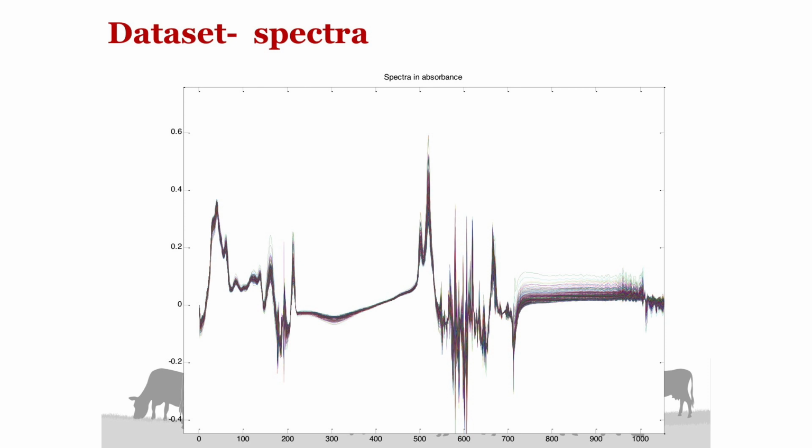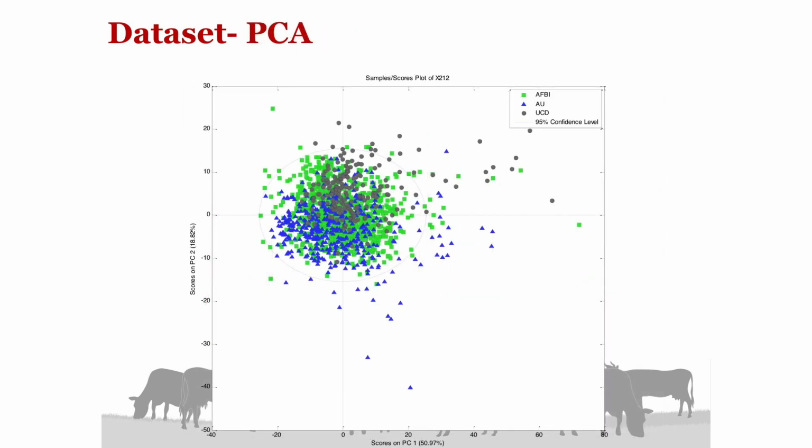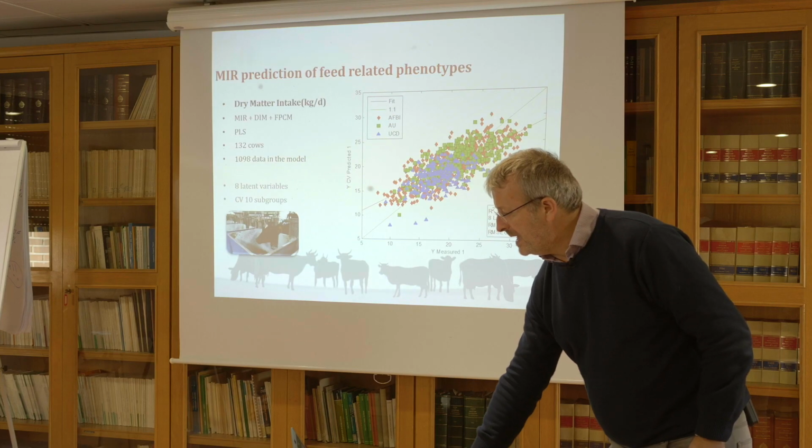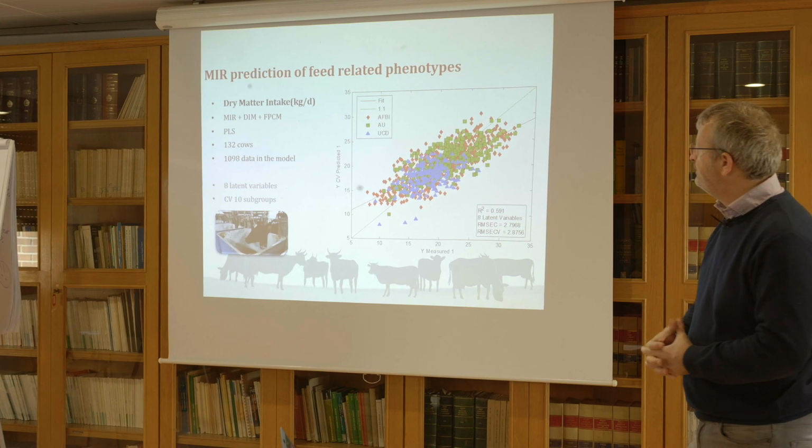Okay, for the results, here are represented the different spectra that we had. Here, after standardization, the PCA of our data set. It's just to show you that we had a good standardization procedure with not a lot of difference between the different farms. In general, we have the same type of spectra. It's important for us.